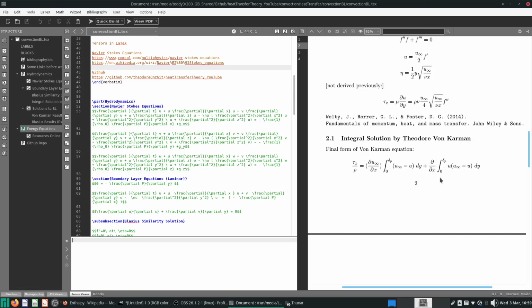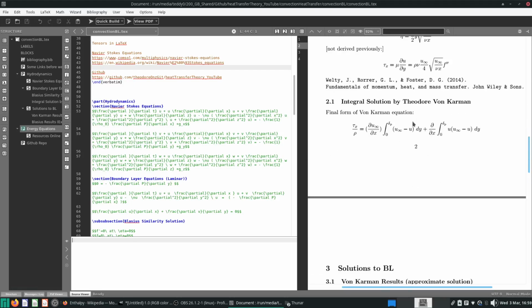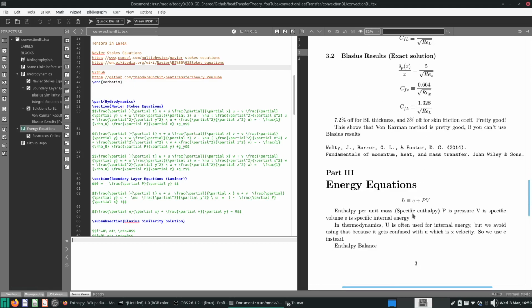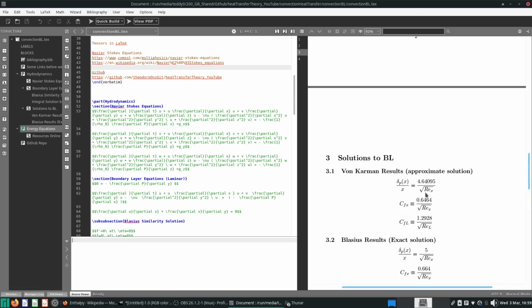Of course, that's not the only way. You have von Karman as well. So this is the von Karman equation. Again, the derivations I did in another video. From these, you can look at your boundary layer thickness. From the approximate solution, which is the von Karman solution, and the Blasius solution, you have two different sets of results, but they are very, very close. So that's what you need to know first.